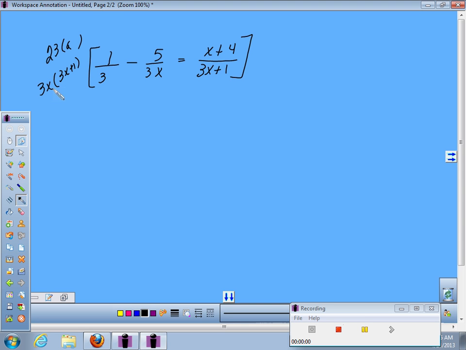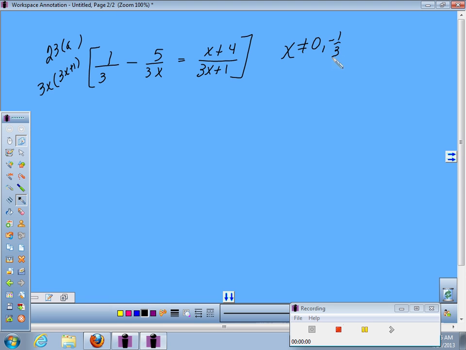And while we're at it, we were just talking about it, what are your excluded values? 0 and negative 1/3. Okay, how did Colin get 0 and negative 1/3? What makes 3x equal 0? 0. 3x plus 1, if you solve it, subtract 1, divide by 3. So we can't have those two as answers. If we get done and one of those is an answer, we have to throw it out.